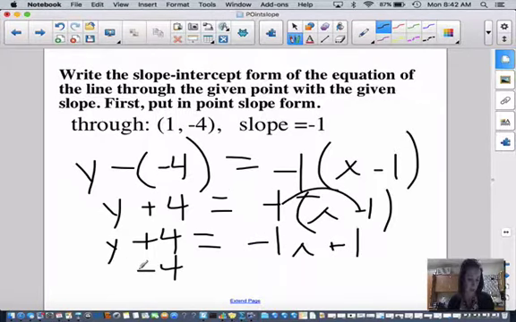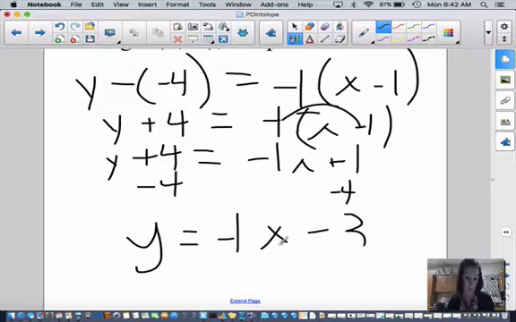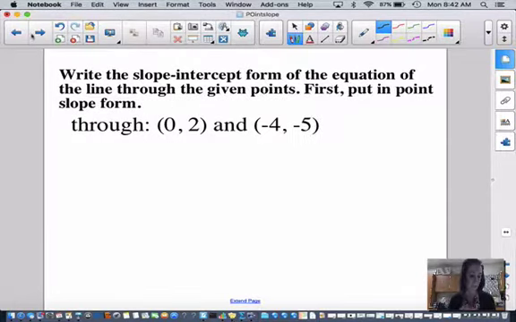So now let's subtract 4 from each side. So y equals negative 1x minus 3. So again, I started in point-slope form, distributed on my right-hand side, and then I got the y by itself. All right, so go ahead and try that one.